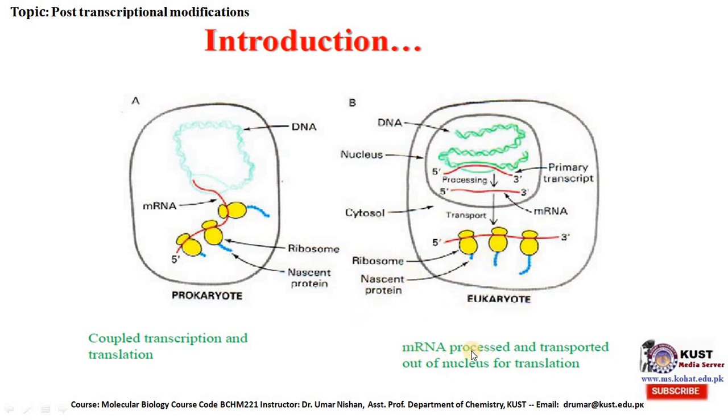So messenger RNA is processed and transported out of the nucleus for translation. This is in the case of eukaryotes, while in prokaryotes, one can see the coupled transcription and translation processes.